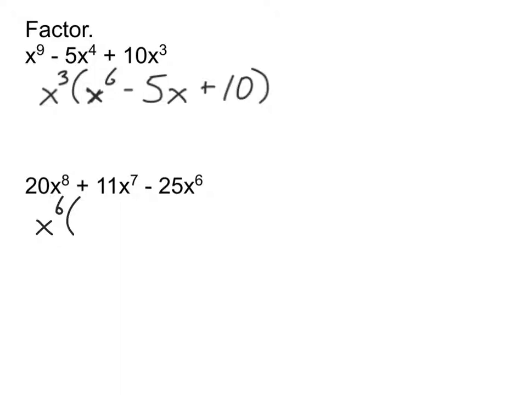And if I do that, in my first term, notice the 20 is unaffected because the 20 is a number, it's not x's. And then x to the 8th, well, if I take 8 x's and I divide out 6 of them, that leaves me with x squared. And then plus, the 11 is unaffected. X to the 7th divided by x to the 6th is just x. And then minus, the 25 stays the same, and x to the 6th divided by x to the 6th, yeah, all the x's get canceled out there. And so then that is our final factored form for that one.